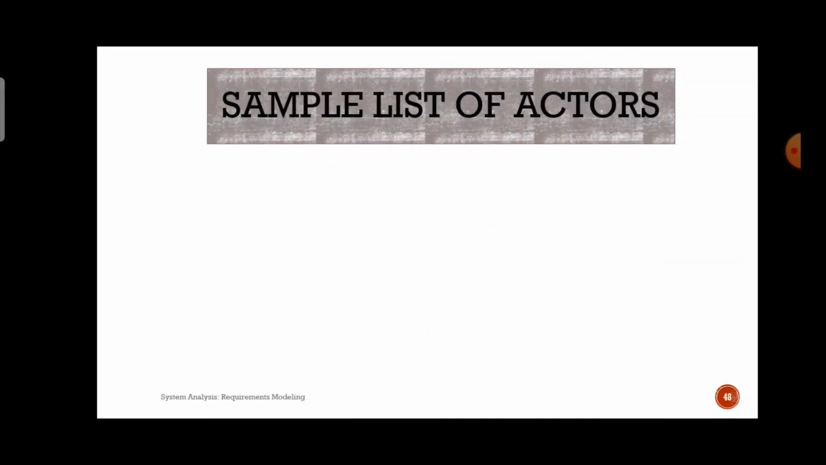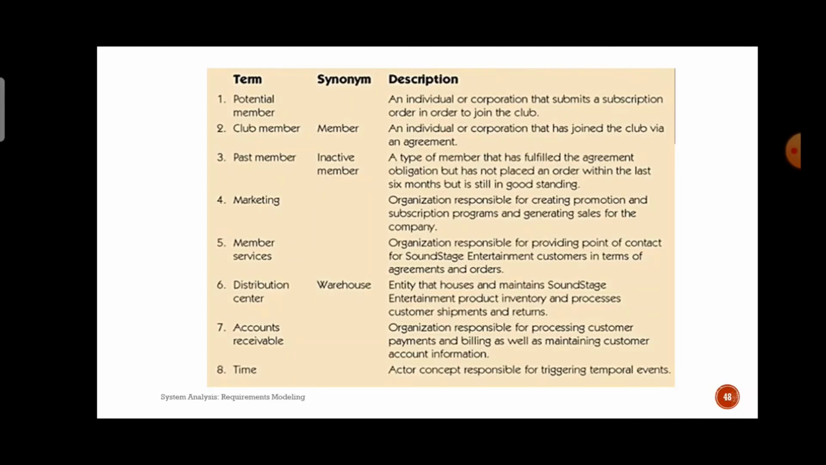Sample list of actors. The terms can be potential member, club member, past member, marketing, member services. Their seen names could be a member or inactive member, and warehouse, as for distribution center, and its descriptions.